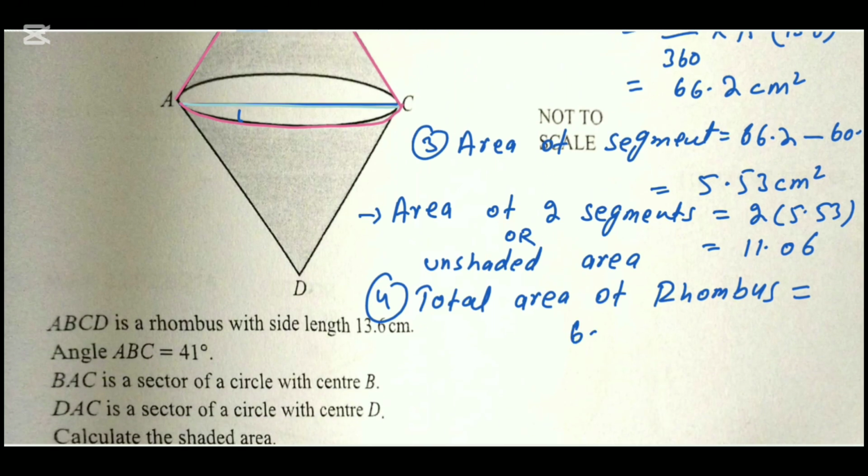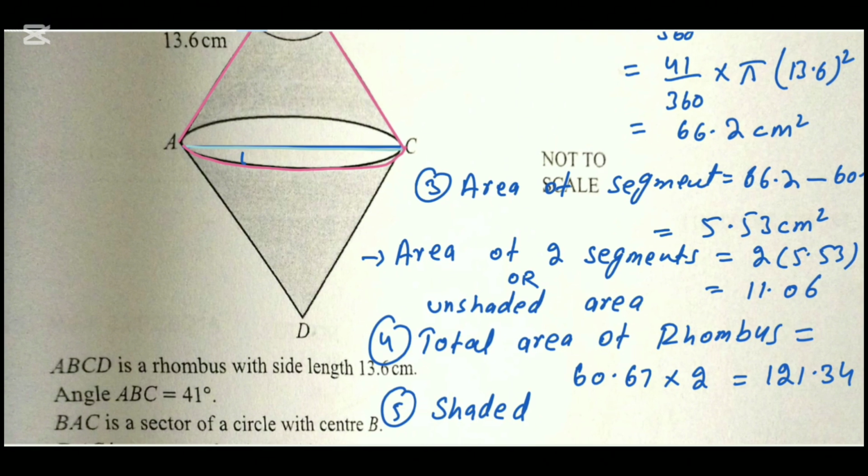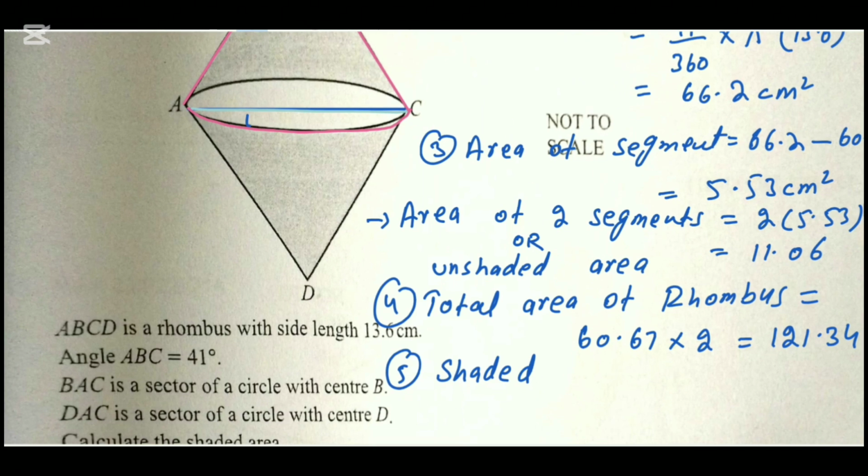So 60.67 multiplied by 2 is 121.34. Fifth, you have to find now the shaded area. How will you get the shaded area? By subtracting the unshaded area from the rhombus, you will get the shaded area.